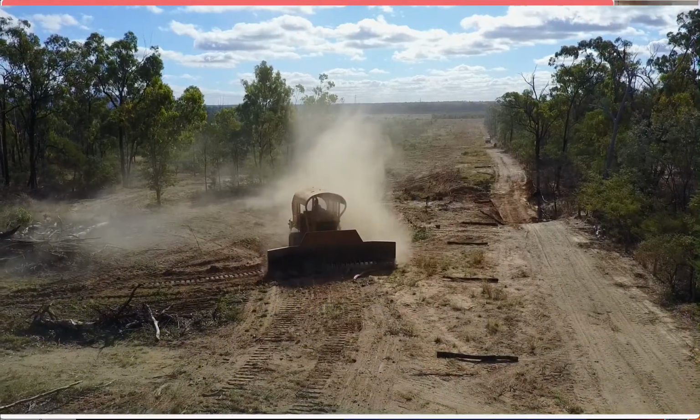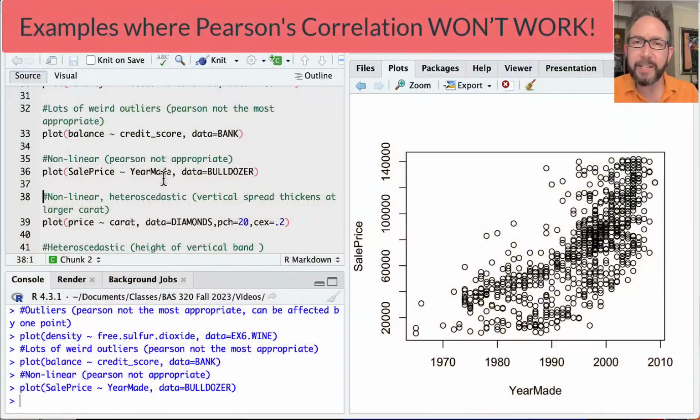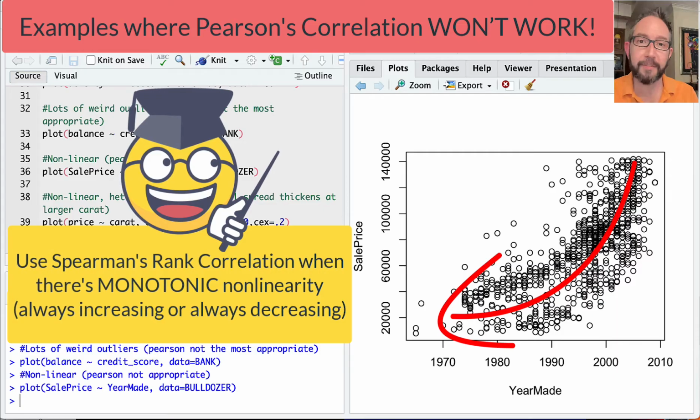If we look at the relationship between the sale price of a bulldozer and the year that it was made, we see that the stream of points is very clearly nonlinear, tilting up and to the right in a nonlinear fashion. And so we know Pearson's correlation is not going to help us out here in terms of quantifying the strength of the relationship or doing any sort of statistical testing. We need the backup of Spearman's rank correlation to help us out.